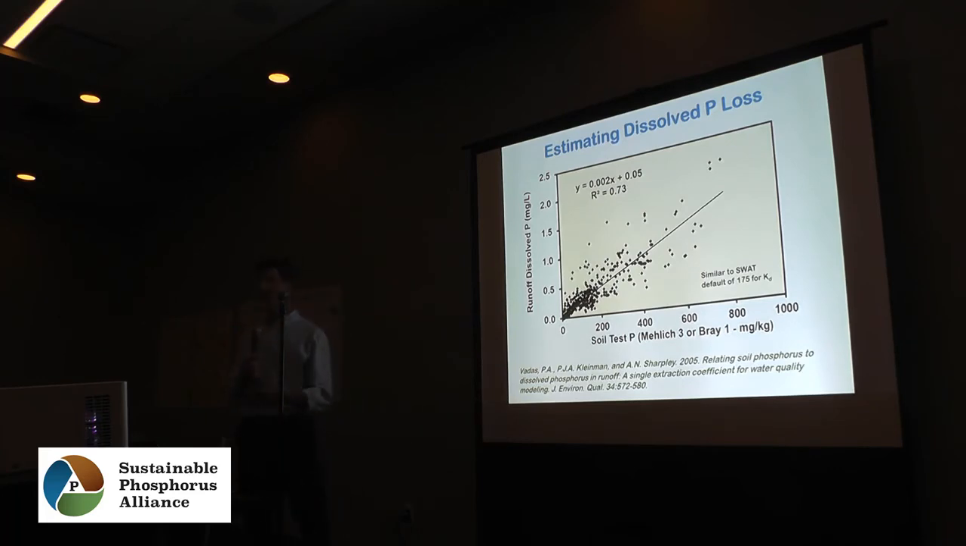So from a modeling perspective, that was great. You can use one relationship. If you know your soil test P, then you can have a pretty decent estimate of the runoff dissolved P.